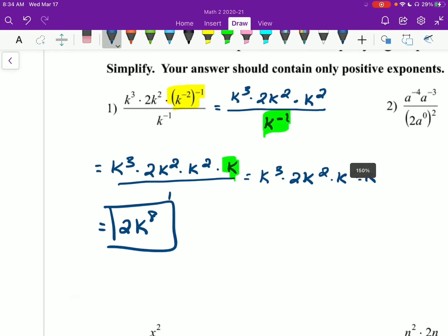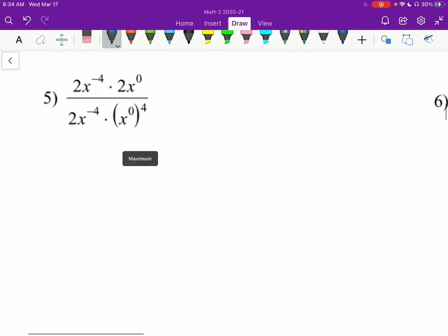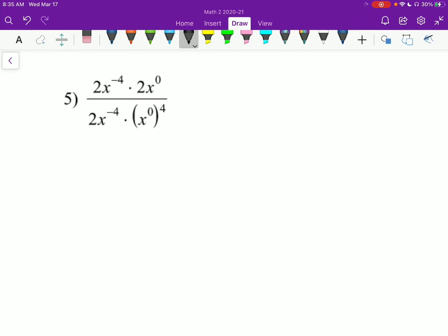All right. Let's look at something else. Really, let's scroll down. We'll look at number 5. Now remember, if we had 5 over 5, we could cancel those, right? If we had 5x over 5, we could still cancel the 5's, right? So in number 5 here, we can cancel the 2 on top and 2 on bottom. We have an x to the negative 4 on top and an x to the negative 4 on bottom, right? It doesn't matter how ugly the piece is, as long as it's the exact same thing on top and bottom, you can cancel them.